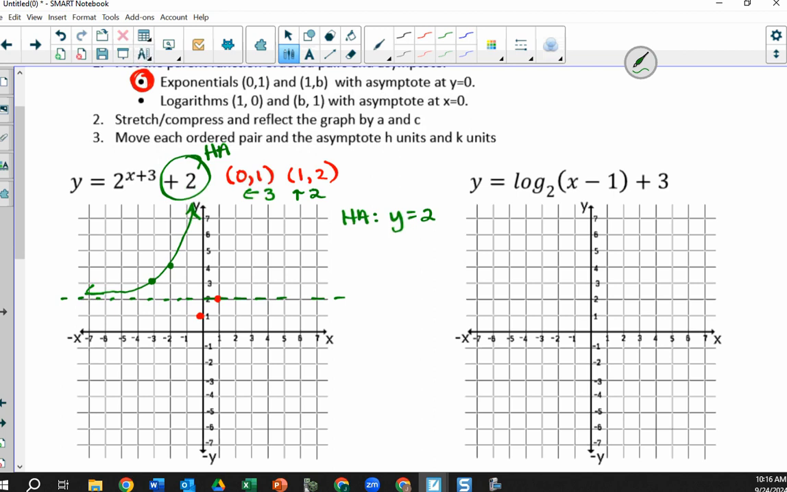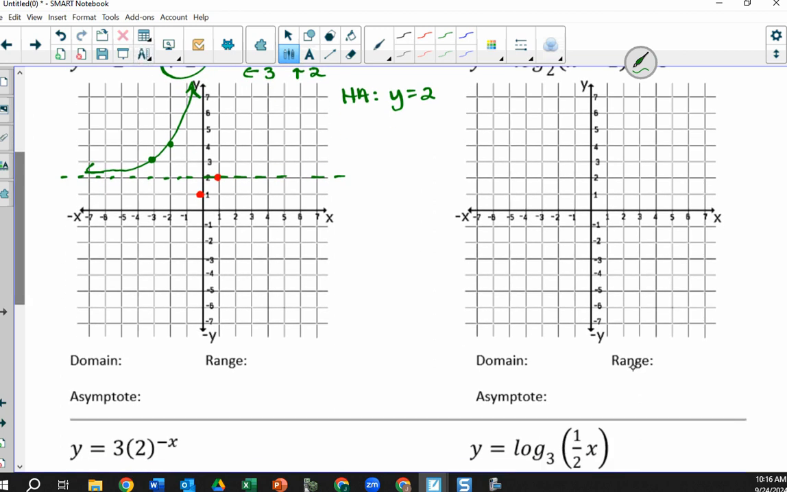Okay, let's fill in domain, range, and asymptote. We kind of already wrote the asymptote. Oh, so it's a horizontal asymptote, not a vertical asymptote. Right. If there's a shift, it can move. A vertical shift will impact it. All right. Domain is still negative infinity to infinity. It's always going to be that for your exponentials. Okay. Our range has changed though. What is our range?